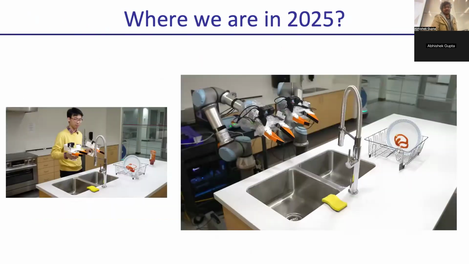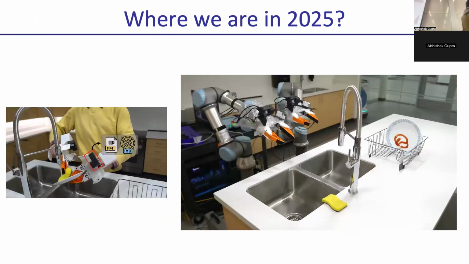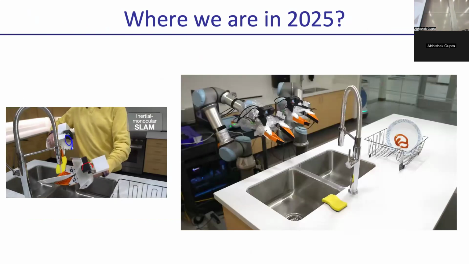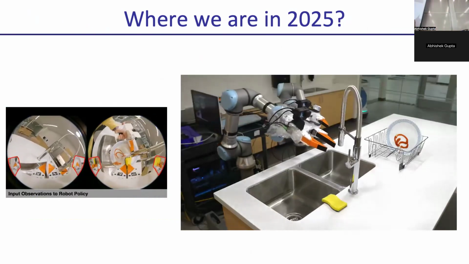But since then, things have really advanced a lot. So here's some examples from 2025, 2024. On the left is the human data that people are collecting. We'll cover this in some more details, but the idea is that you could collect human data that way and then you can have fully autonomous behavior like on the right.